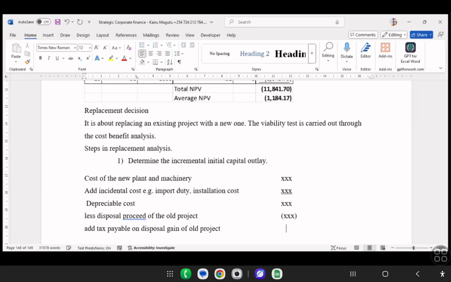When the old project is disposed of, there is a gain or loss. Alternatively, we can say that we less the tax saving on disposal loss of old machine.